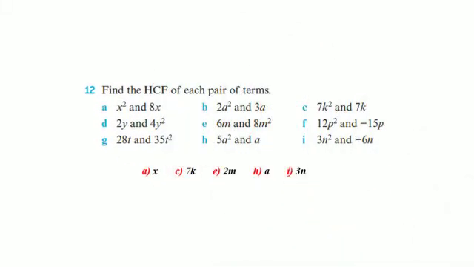Question 12. Find the highest common factor of these pairs of terms. In A, it's x. In C, it's 7k between both of those terms. In E, it's 2m. In H, it's n. And then in I, 3n squared and negative 6, the highest common factor is 3n. So we would use those to factorise those expressions.